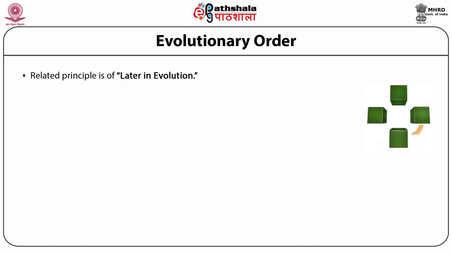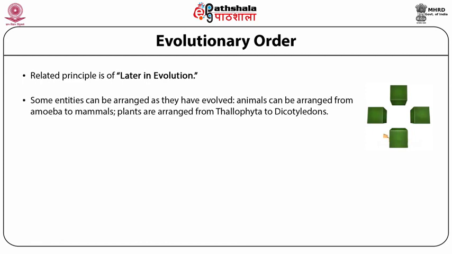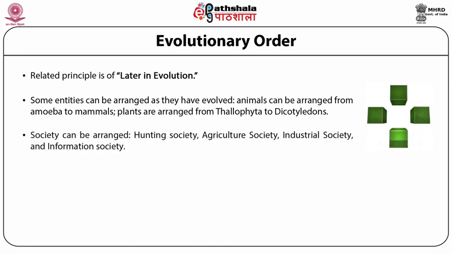So to some extent they are similar, but of course a difference is also there. Some entities can be arranged as they have evolved. For example, animals can be arranged from amoeba to mammals. Plants are arranged from Thallophyta to dicotyledons by the botanists. Societies, as they evolved, can be arranged: hunting society, agricultural society, industrial society, and information society. Evolution can be biological, social, or technological.